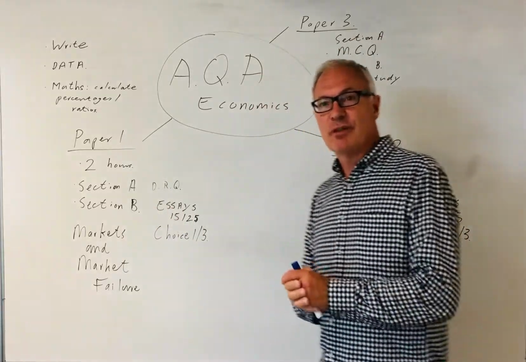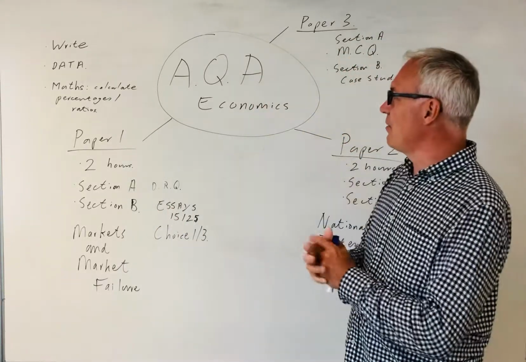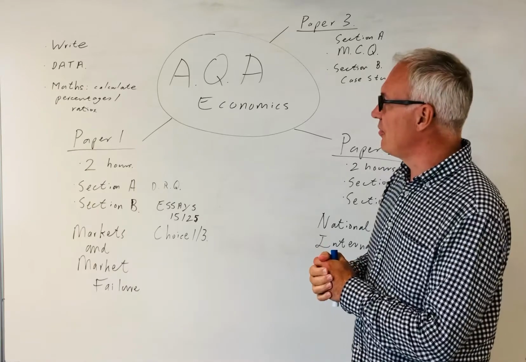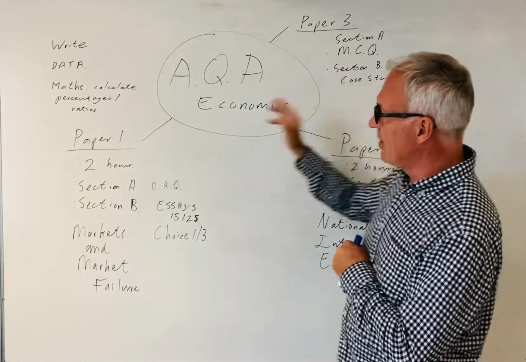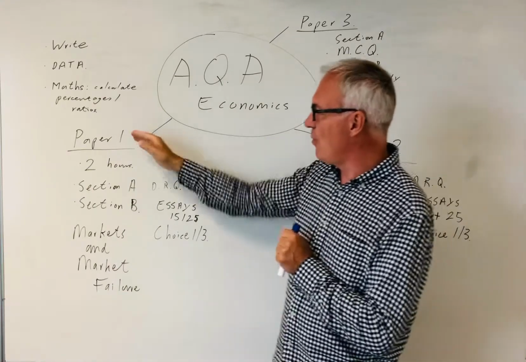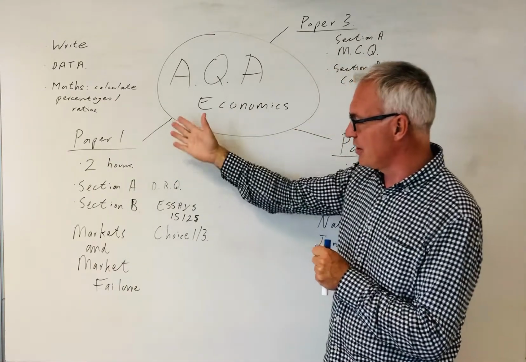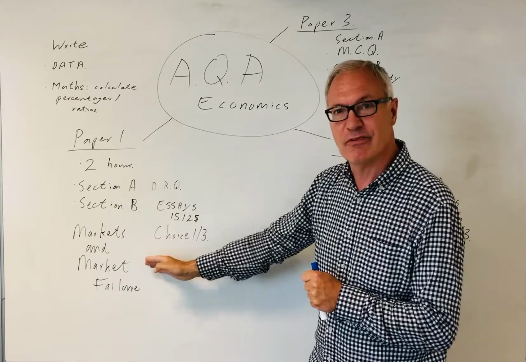So in this video, we're going to briefly explain what AQA A-Level Economics involves. And the key thing, we'll look at each paper and then some of the skills. So Paper 1 is 2 hours and basically it looks at markets and market failure.